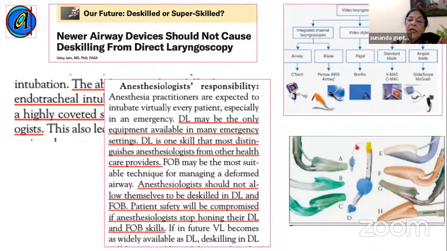It may be the only equipment which is available to you in far-flung places. And so you need to hone your skills in direct laryngoscopy as well as fiber optic bronchoscopy, because the video laryngoscope may not be available or the FOB may not be available. So patient safety may be compromised if you de-skill yourselves from direct laryngoscopy.